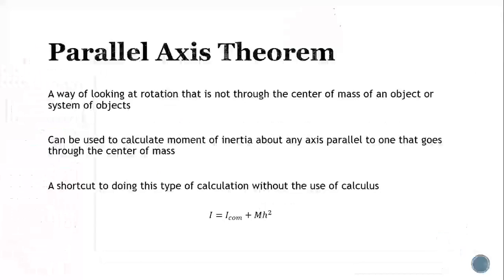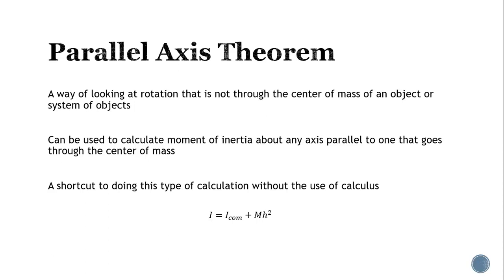Alright, so in this lesson we're going to look at what's called the parallel axis theorem, which is a kind of clever mathematical trick to deal with systems of objects, or an object that's a uniform mass object that's not rotating through its center of mass. This can be used to calculate the moment of inertia about any axis that's parallel to one that goes through the center of mass of the object or the system of objects. And this is a shortcut that doesn't involve the use of calculus in order to do this calculation.